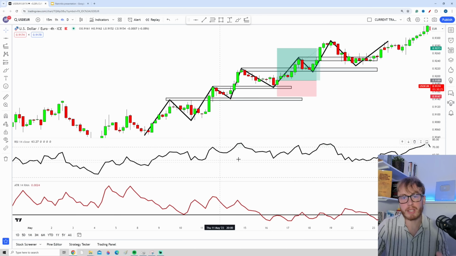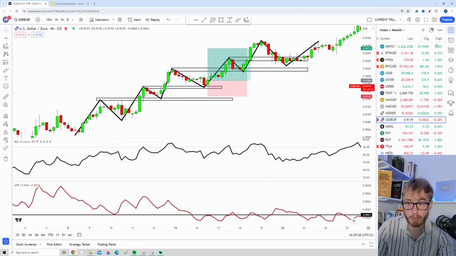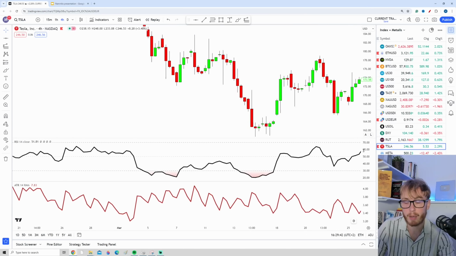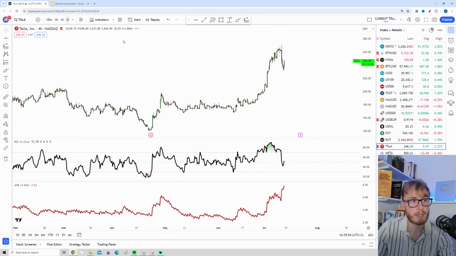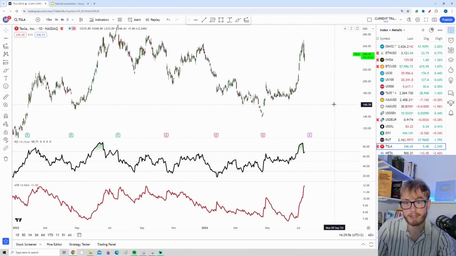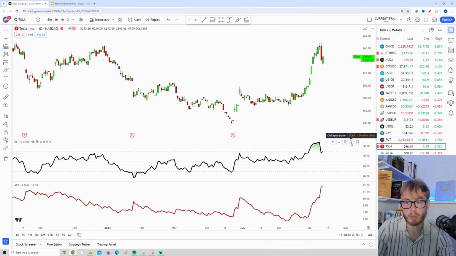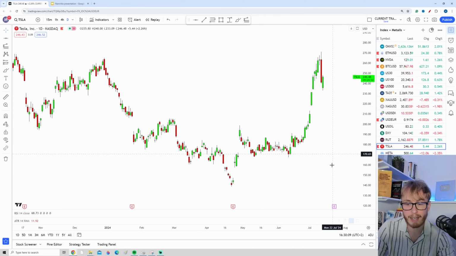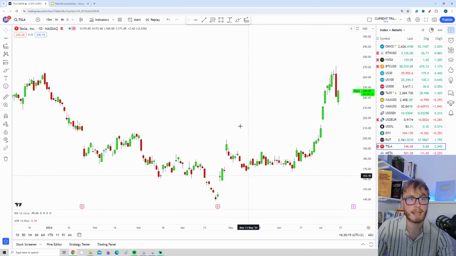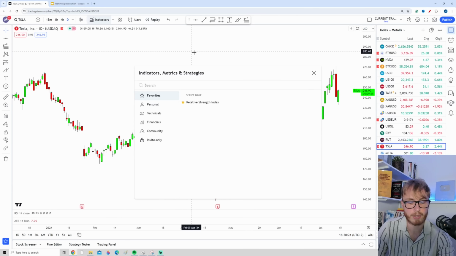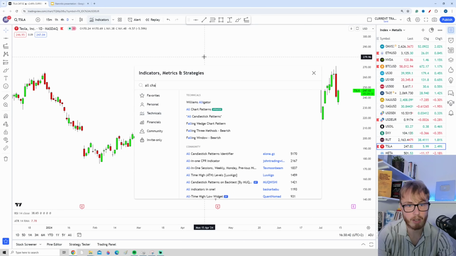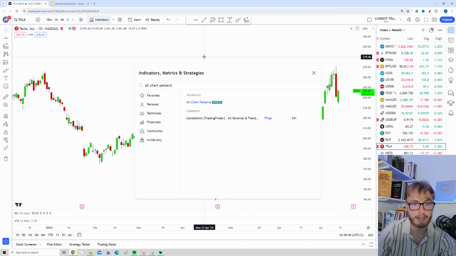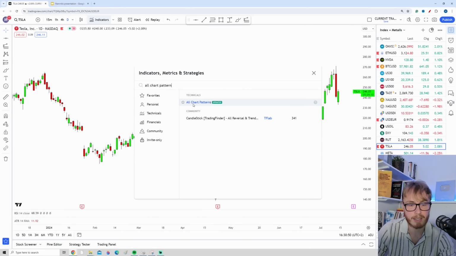Alright, so to demonstrate how to use the auto chart pattern indicator, I actually do want to change the chart here. I want to go to Tesla and change the time frame to a daily time frame. I also want to hide the RSI indicator and hide the ATR for now. And now to open up the indicator, we want to head up to the indicators tab in TradingView. What you want to search for here is all chart patterns, and the indicator you want to choose is this one right here called all chart patterns.